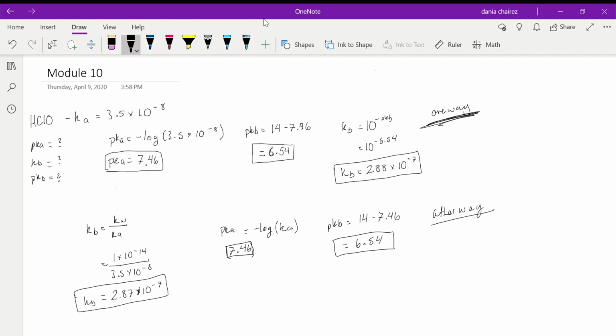So yeah, that's pretty much it for the Ka, Kb, and how they're related to each other. Next video, we're going to be doing ice tables when finding pH from our Kas.